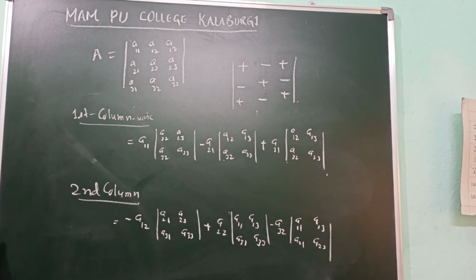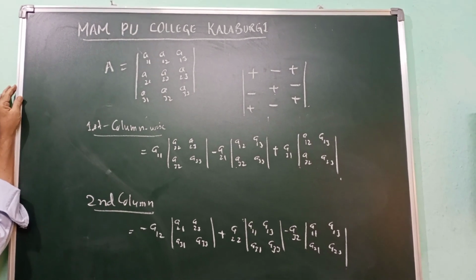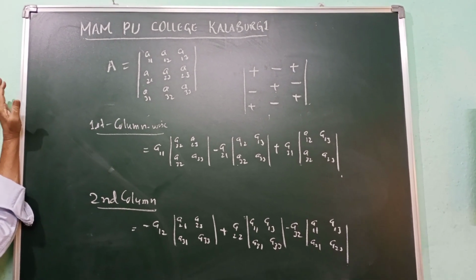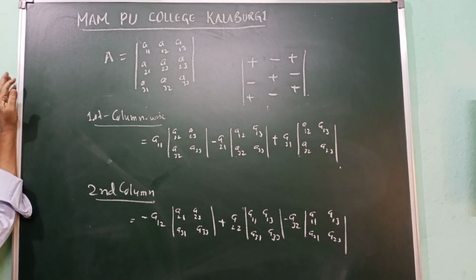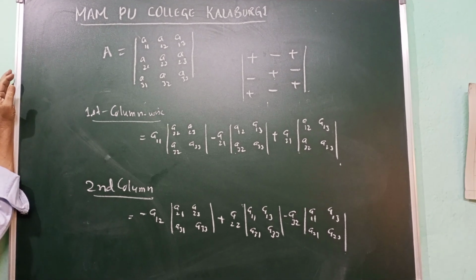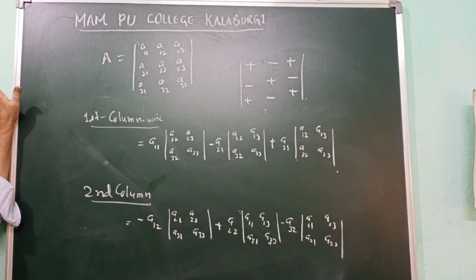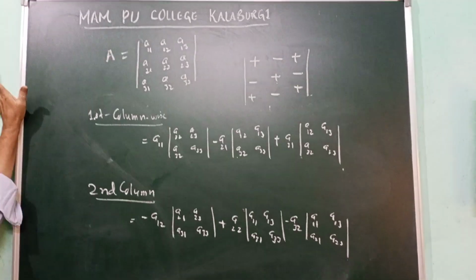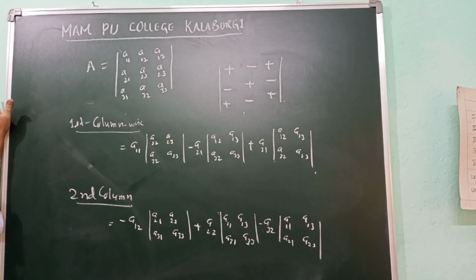Sometimes what happens is, normally we should have the habit of expanding first row wise only, because we will be habitual for that. And sometimes, because of some zeros or for simple elements, we may expand any row wise or any column wise, the value will be the same. There is a property also, we will prove it later on.